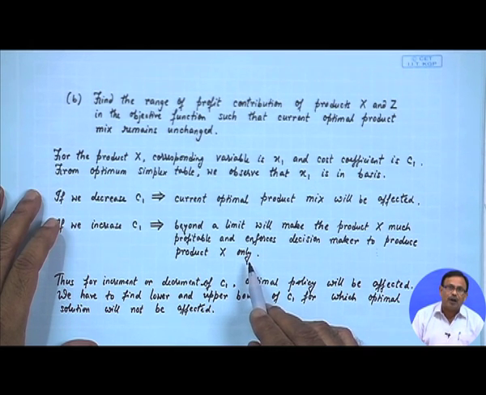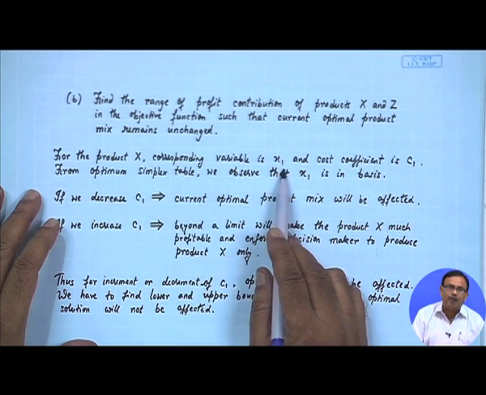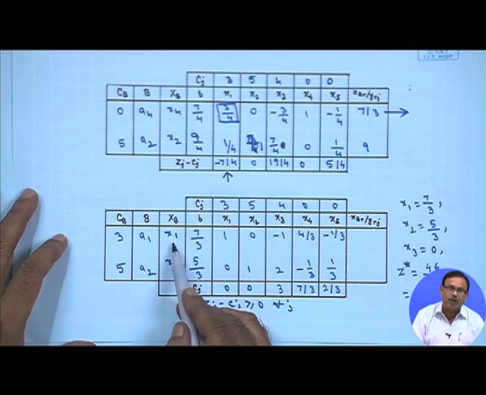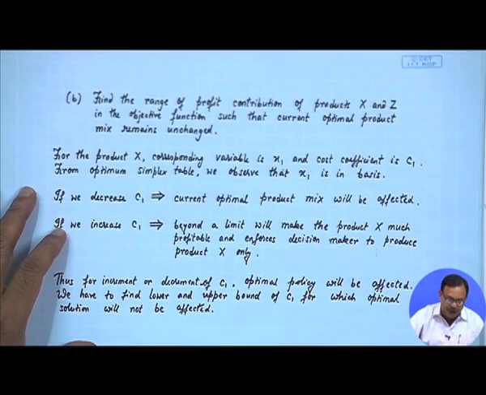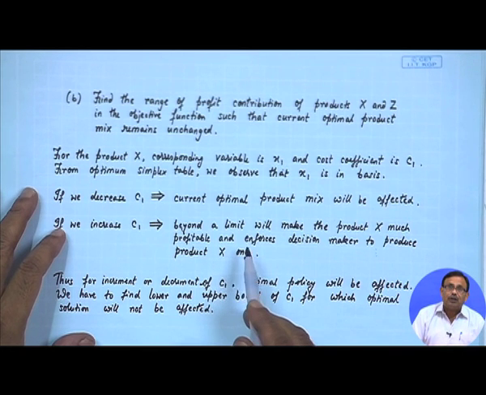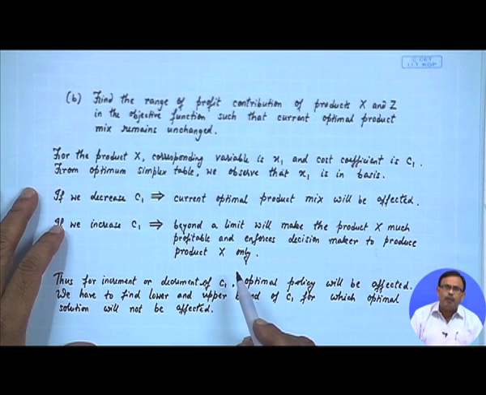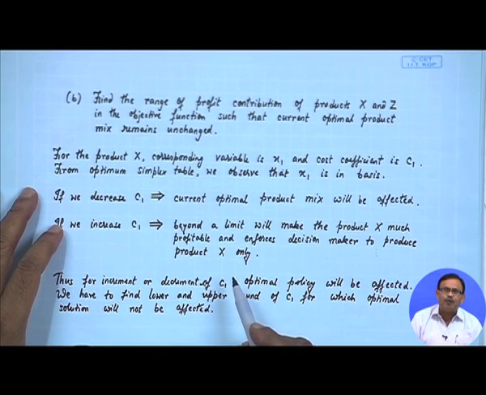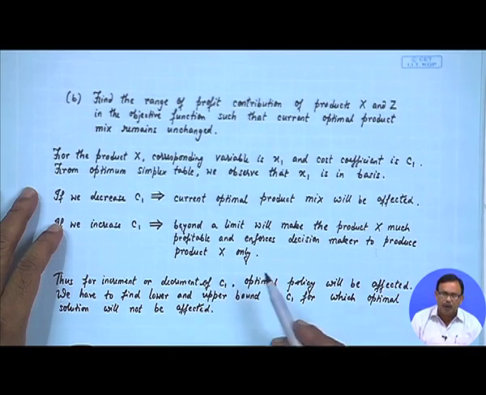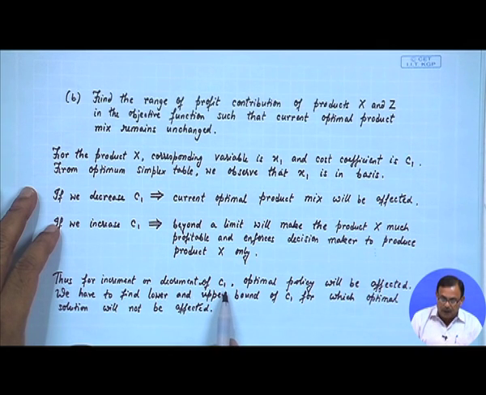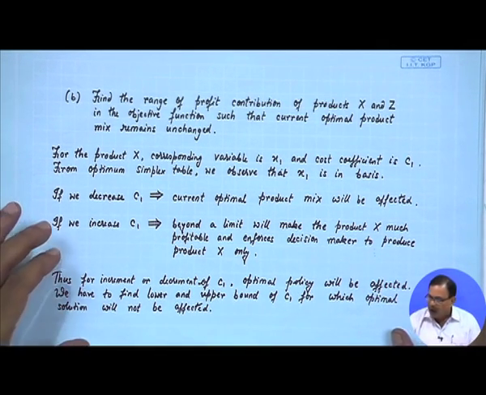So, please note this one, for the product X, corresponding variable is X1 and it is lying in the optimal solution, in the basis it is present. Therefore, if we decrease the value of C1, then the current product mix or the basis will be affected, whereas if we increase C1, in that case it will be much profitable and it will enforce the decision maker to produce maybe X only. Thus, what I can say, for increment or decrement of C1, optimal policy will be affected.